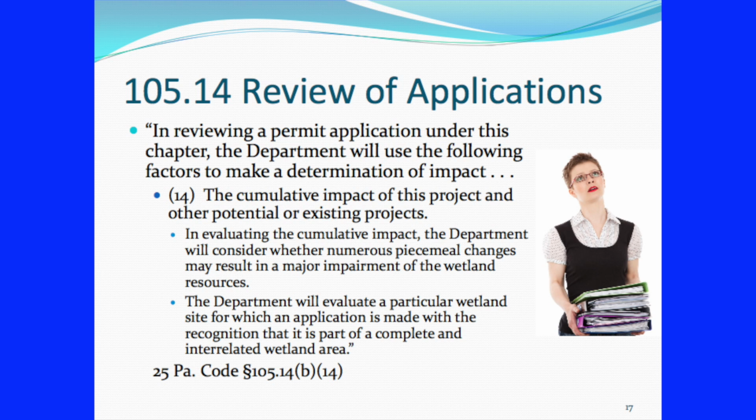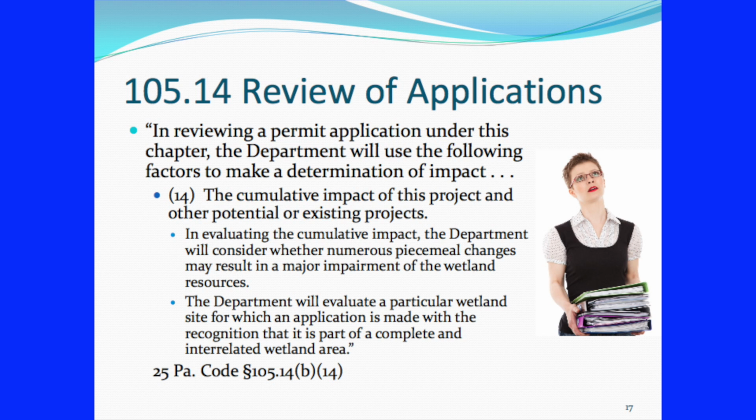And you can see, I've obviously truncated it, but this is number 14, which I'll come back to a little bit later. But in reviewing the permit application, the department must consider the cumulative impact of this project and other potential or existing projects. Sounds pretty similar to what we're talking about under federal law. Slightly different language, but we're still talking about potential or existing projects. We're clearly talking about the same idea of cumulative impacts. We'll consider whether numerous piecemeal changes may result in a major impairment of the wetland resources. And the department will evaluate a particular wetland site, basically individually.